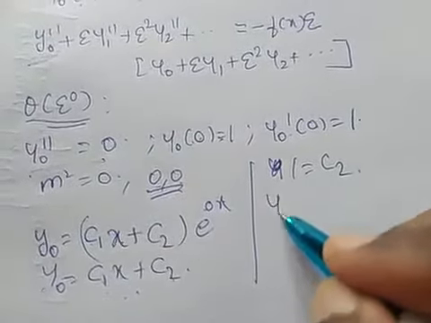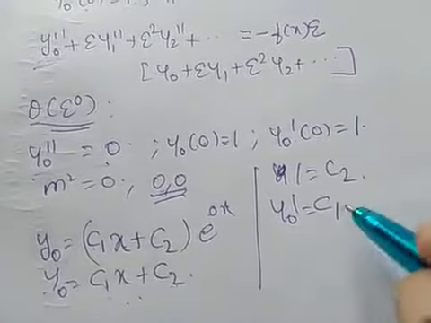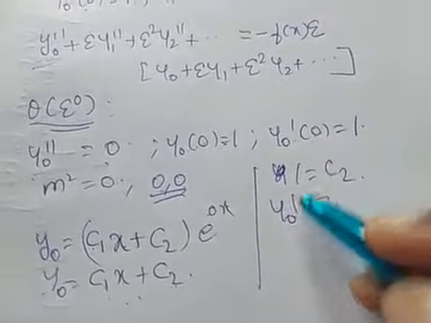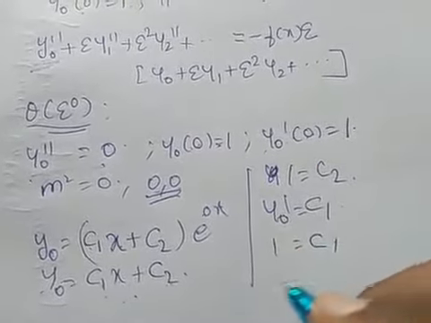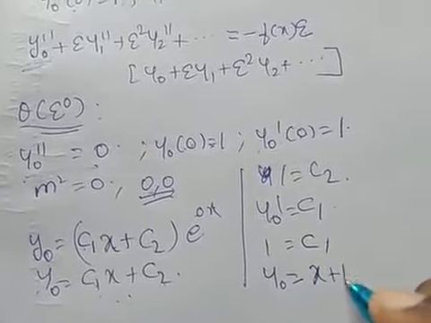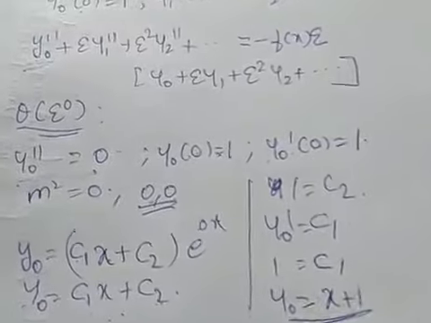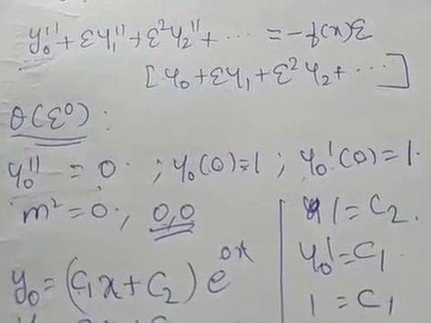Differentiate it, we will get y0 dash is equal to C1. Differentiation of a constant is 0. Put x equal to 0, y0 dash equal to 1. So C1 equal to 1. Therefore y0 is equal to x plus 1. This is our first term in the asymptotic series.